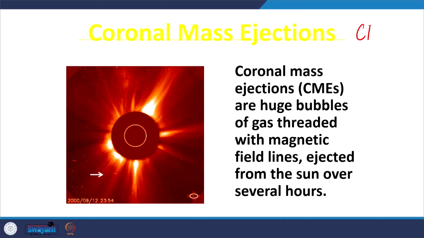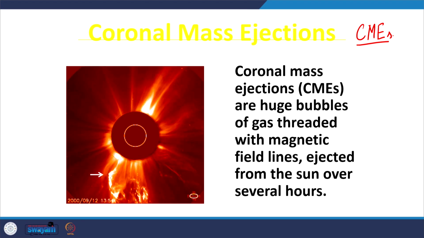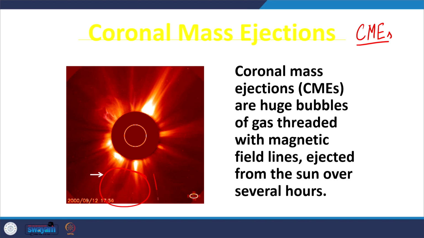Now, the first topic is coronal mass ejections, which are called CMEs. The graphic that you see on the left clearly shows massive outbursts of plasma into interplanetary space. This material, which just vanishes towards the outer regions of the solar system, is what we call coronal mass ejections. They are very energetic bursts of plasma.